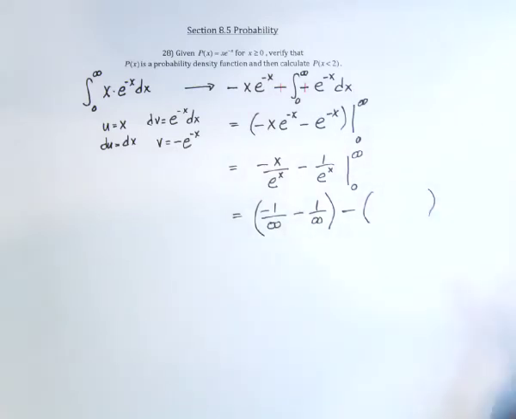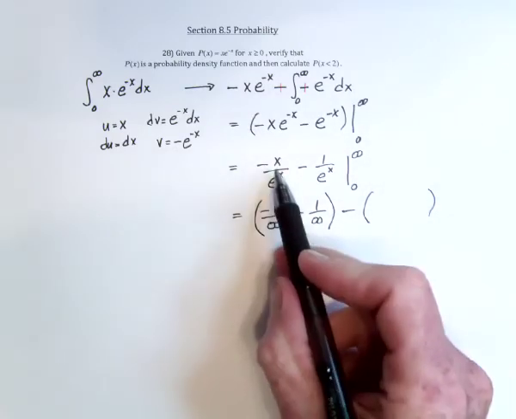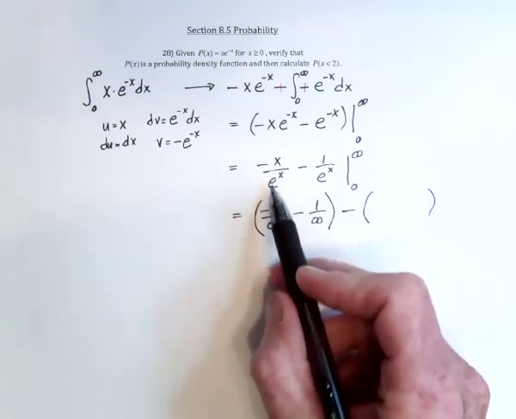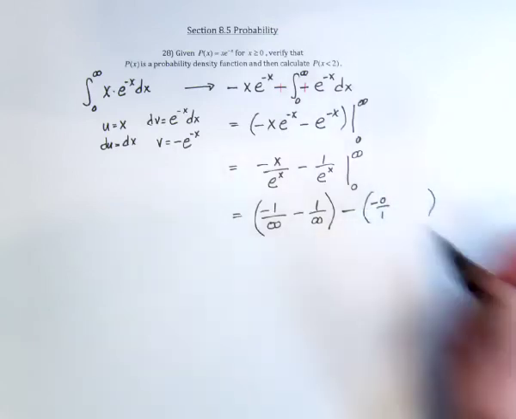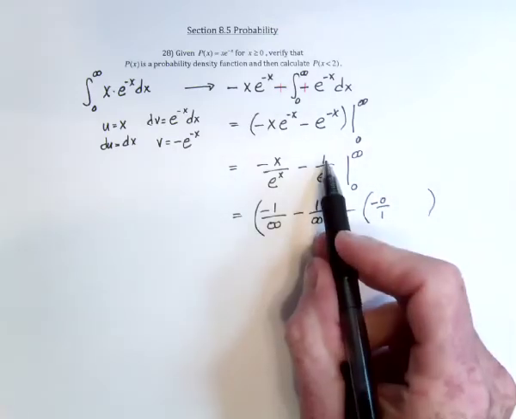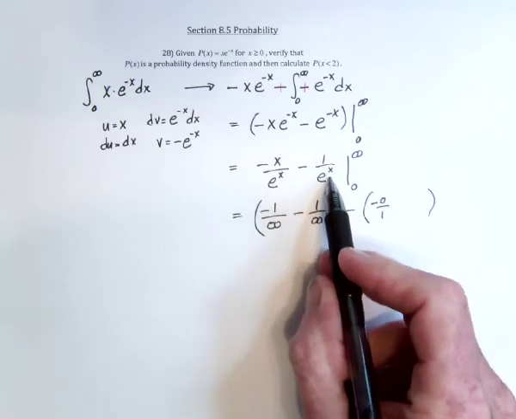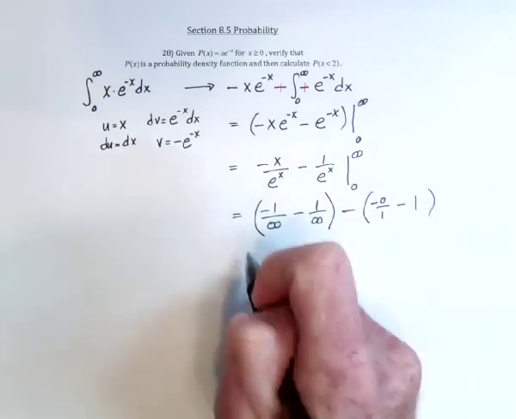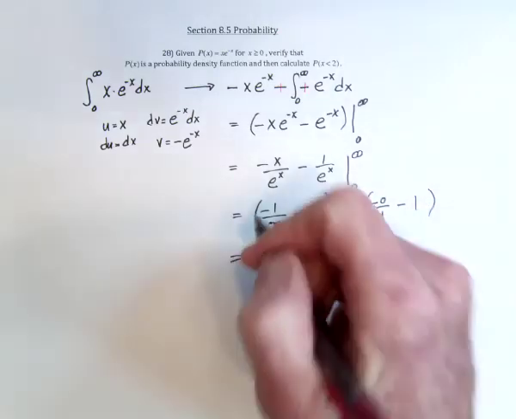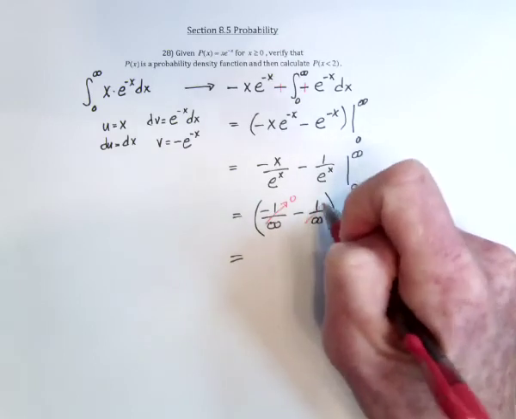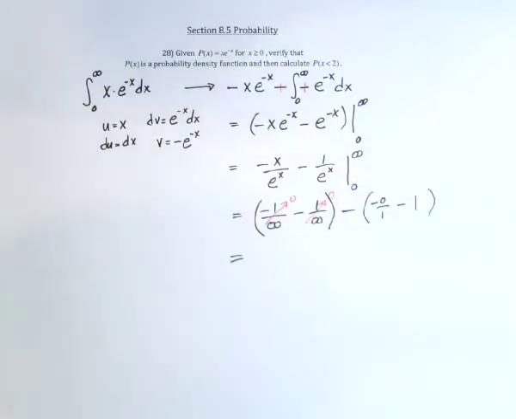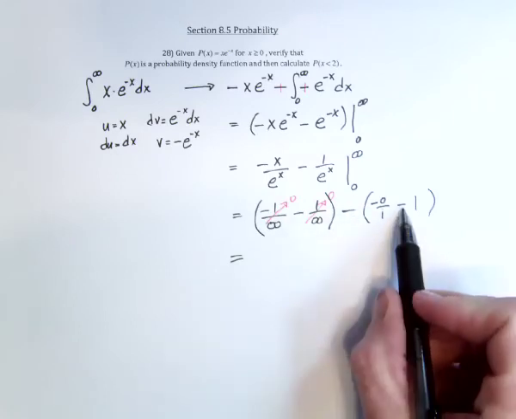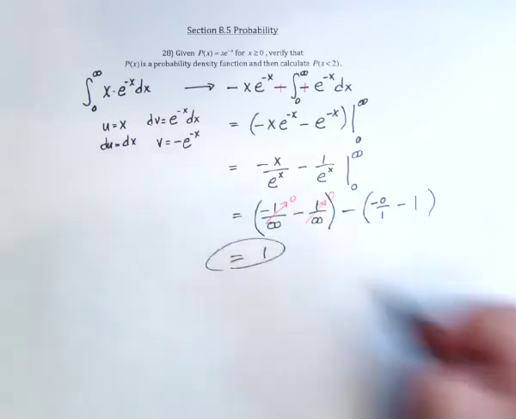What about when you substitute the 0 in? Well, this one would be 0 divided by, and e to the 0 is 1. So this is 0 over 1. So that's 0. And then this is going to be 1 on top, and e to the 0 is 1 on bottom. So that's going to be minus a 1. So this goes to 0. This goes to 0. This is already a 0, so all that's left is that negative. Negative makes positive 1. So it works.